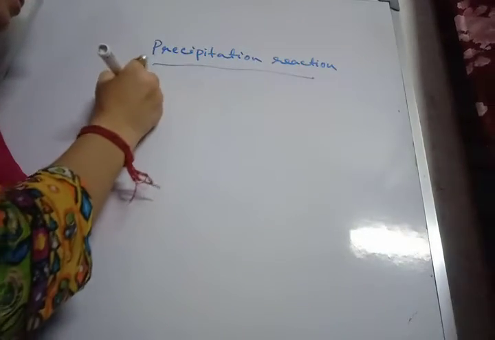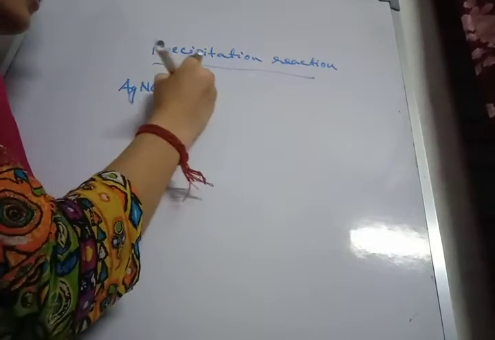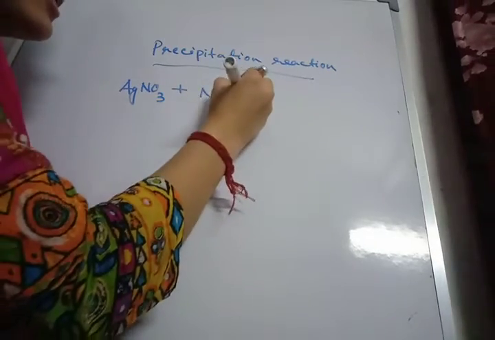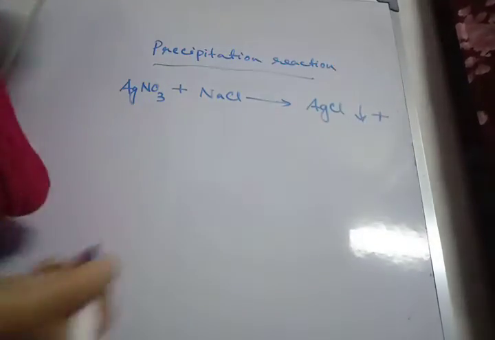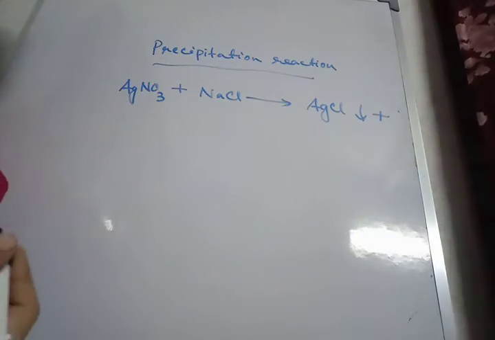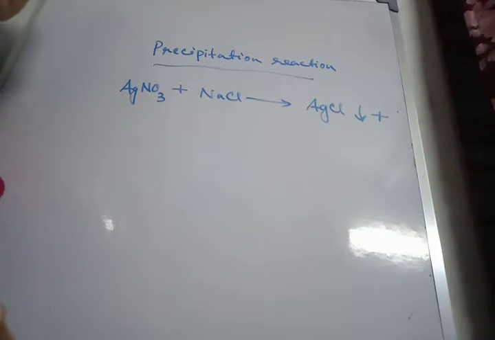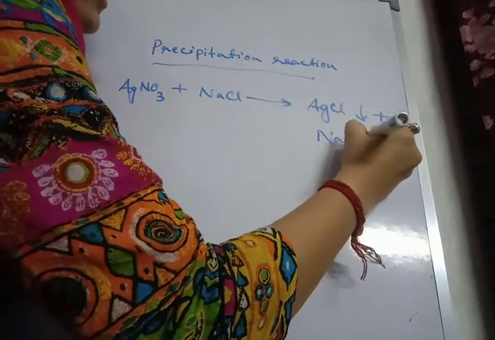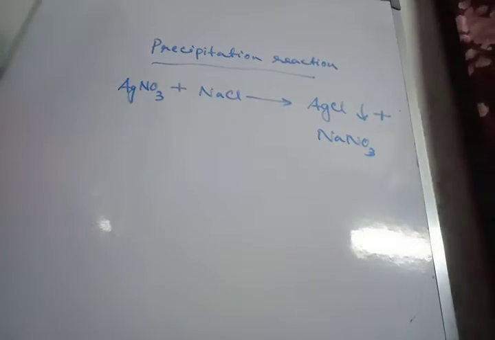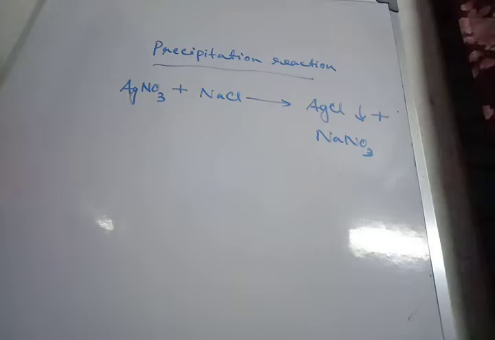One more equation under this. Silver nitrate solution plus sodium chloride solution. When mixed, we get AgCl. AgCl is a curdy white precipitate which is soluble in excess ammonium hydroxide solution. So these are the few equations under precipitation reaction.